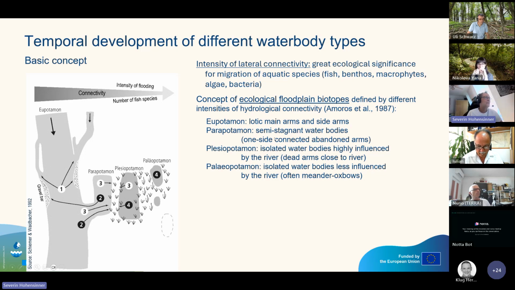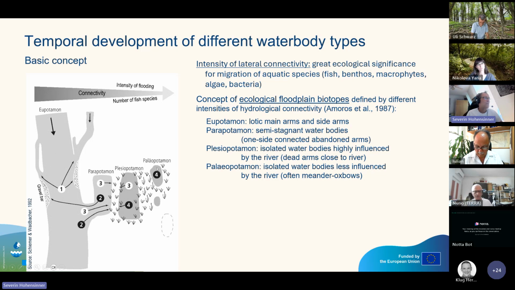Uli mentioned it already. Eu-potamon: these are the lotic main arms and side arms that are flowed through all the time. Then we have para-potamon: semi-stagnant water bodies, one-side connected water bodies. We have plesio-potamon: isolated, abandoned dead arms, but they are still highly influenced by the river because of frequent inundation or because of the groundwater.